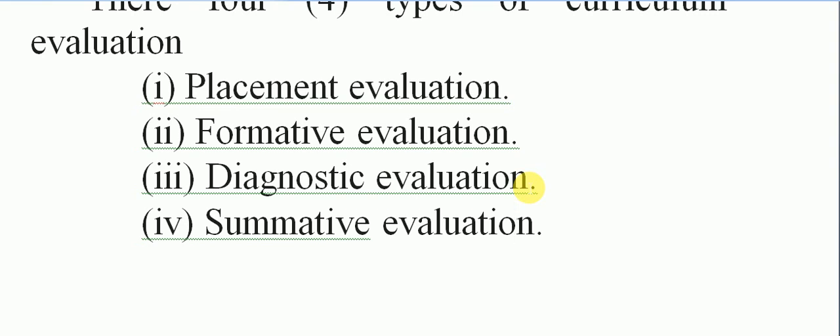Diagnostic evaluation, as we know from a previous lecture, we must diagnose, we must give a questionnaire to the learner. And the last one is summative. The total evaluation is done in the summative evaluation, and the teacher must make the frame structure for the evaluation.